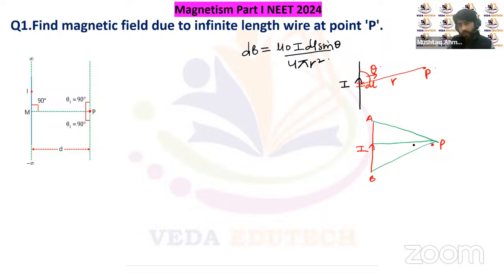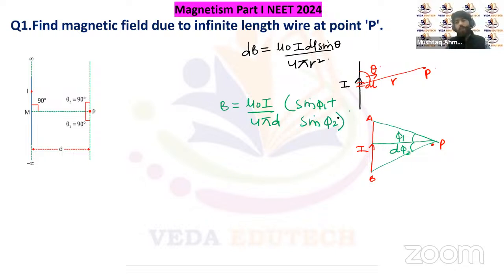Let's suppose point P is at a distance d. Then one end of the wire makes an angle of phi 1 with respect to point P, and the other end makes an angle phi 2. Then the magnetic field because of this finite wire will be mu naught I upon 4 pi d times sine of phi 1 plus sine of phi 2. This is the magnetic field because of this finite current carrying wire.